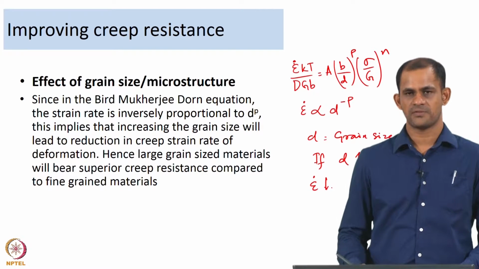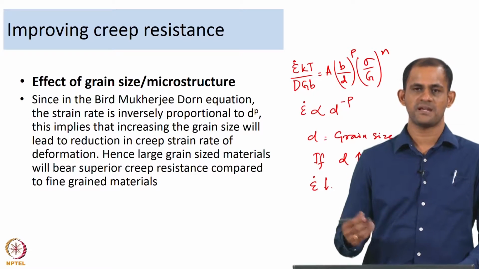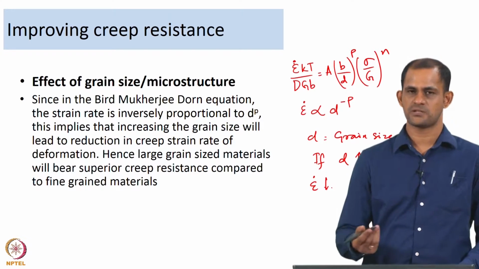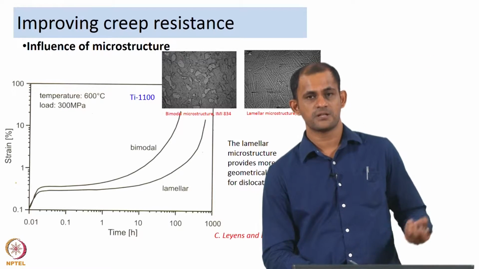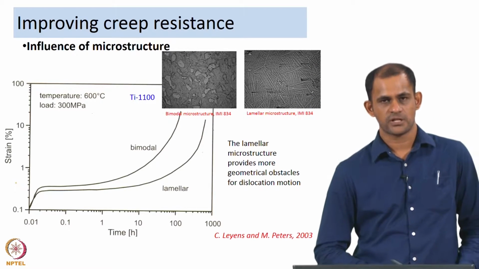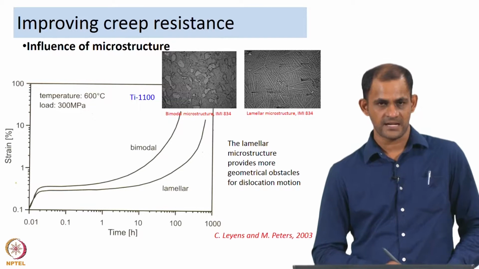So, that is one of the key takeaways of this equation, that you can play with your grain size, or you can increase your grain size, to improve the creep resistance of your material. So, that is one thing. Now, what is the role of microstructure? Microstructure also plays a very important role, and here is an example from titanium alloys.